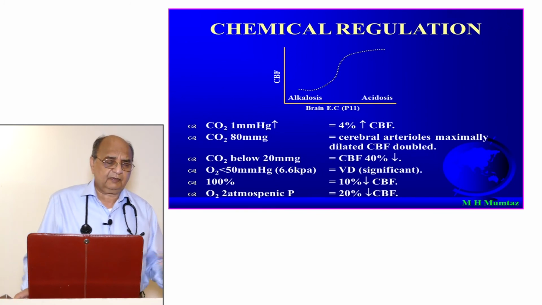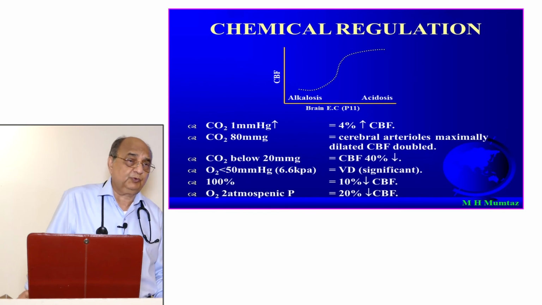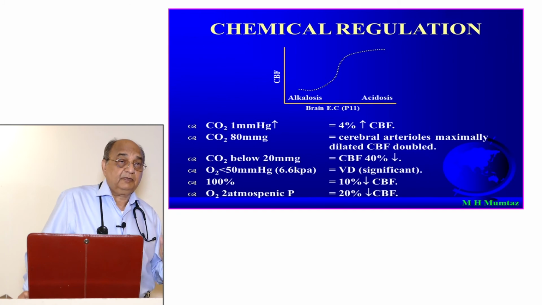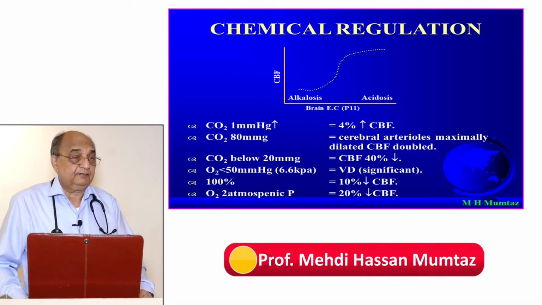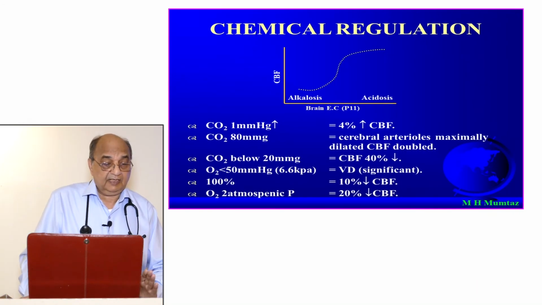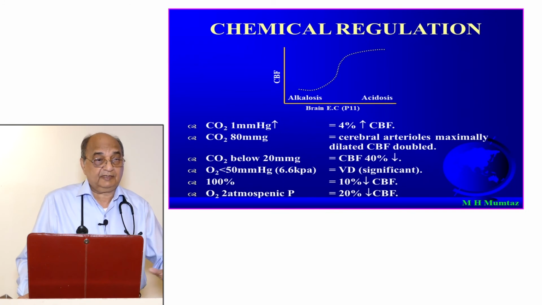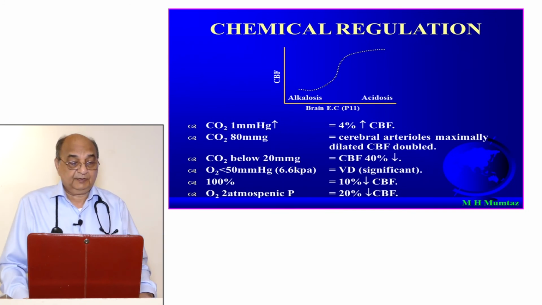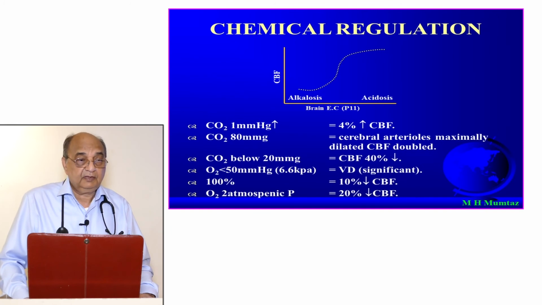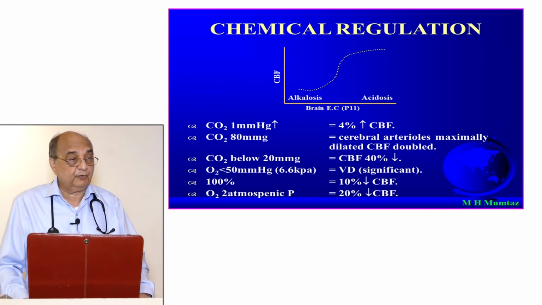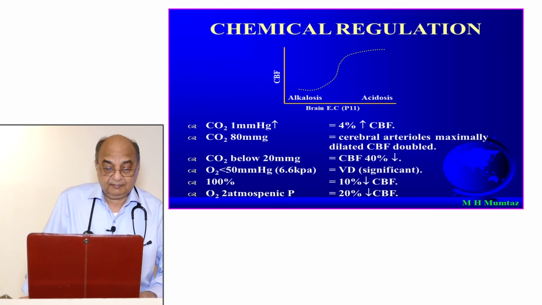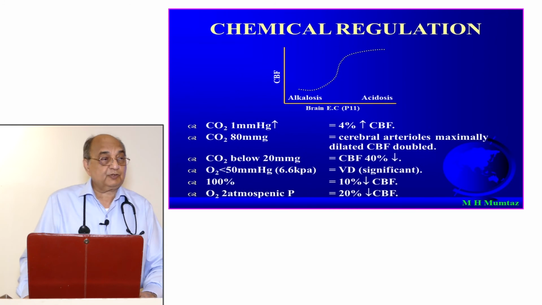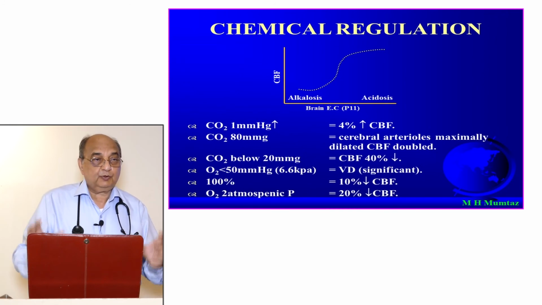Chemical regulation, when we think about it, we always think about the PCO2, carbon dioxide. Because of hypoxia, unless the PO2 drops below 60, it does not affect the cerebral blood flow to the brain. But CO2, with the slightest increase, will tremendously increase the blood flow to the brain. If you increase carbon dioxide by 1 millimeter of mercury, it will increase cerebral blood flow by 4%. When the PCO2 reaches up to 80, the cerebral blood flow is almost doubled.